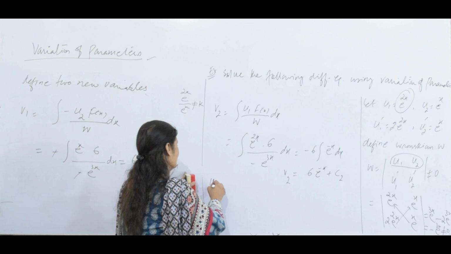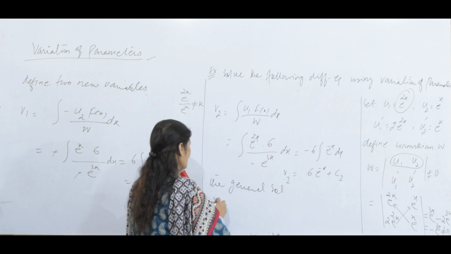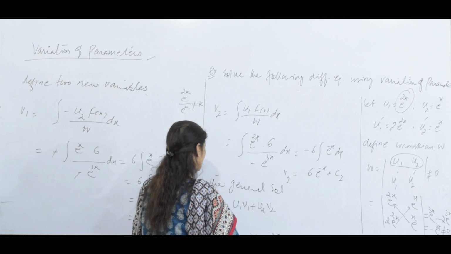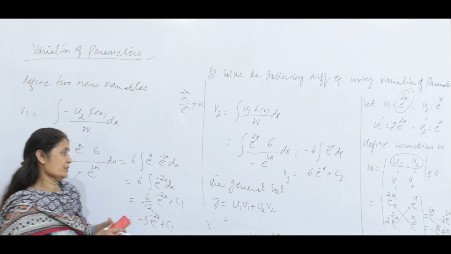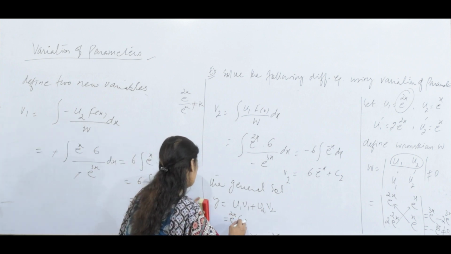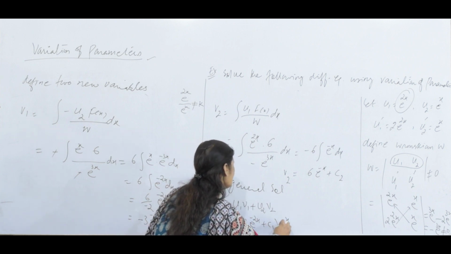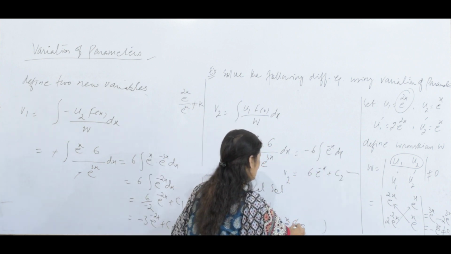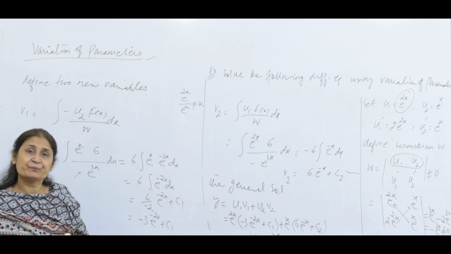The general solution is y equal to u1 v1 plus u2 v2. This is the general solution. You have everything with you: u1, u2, v1, v2. Putting the values, u1 is e^2x, v1 is minus 3 e^(-2x) plus c1, u2 is e^x, and v2 is this, 6e^(-x) plus c2. That is all about the solution.